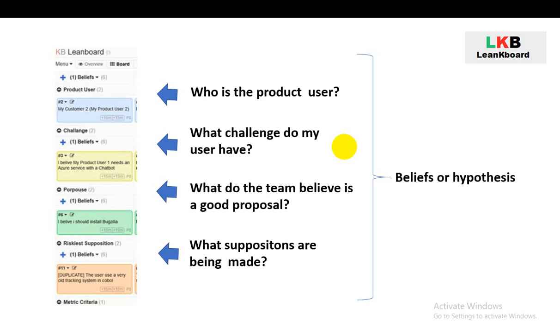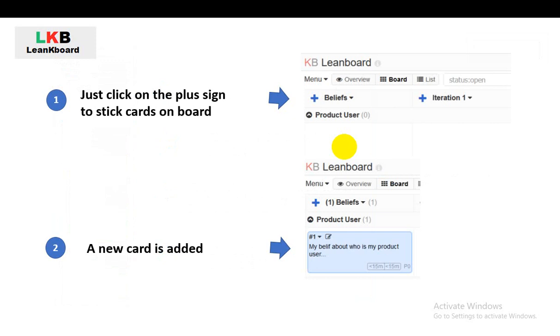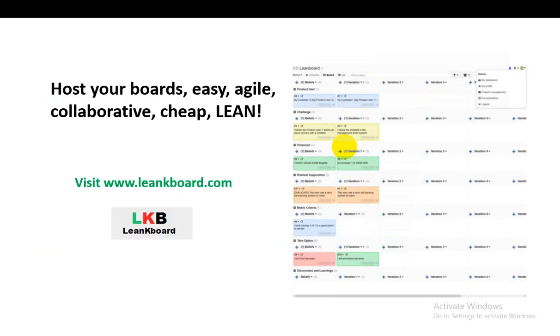So the first thing that is done on a Leankboard is to click on the plus sign of the section of product owner, and then add different cards relative to the beliefs of who will be the product user. This is done with a brainstorm inside the team. Similarly, in the challenge section we add the different challenges that the team believes the product user needs to solve, and of course, again using brainstorming, the team should add proposal cards in the corresponding section.